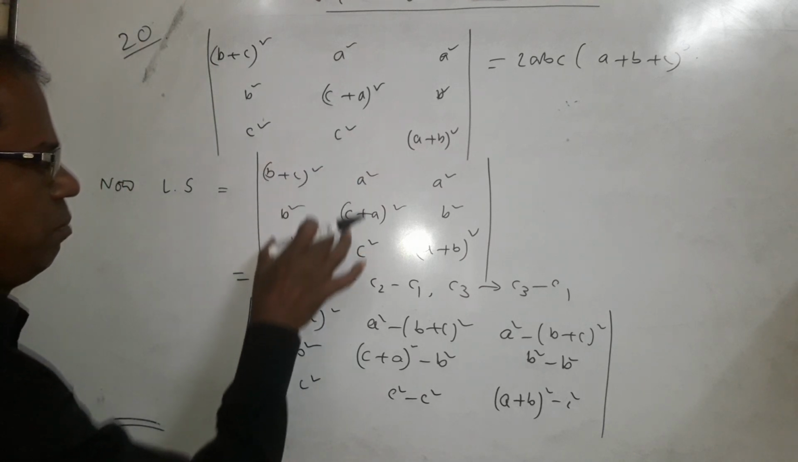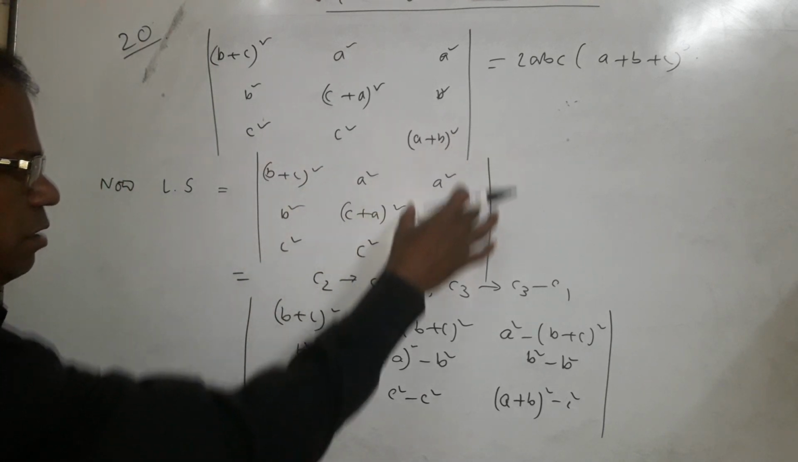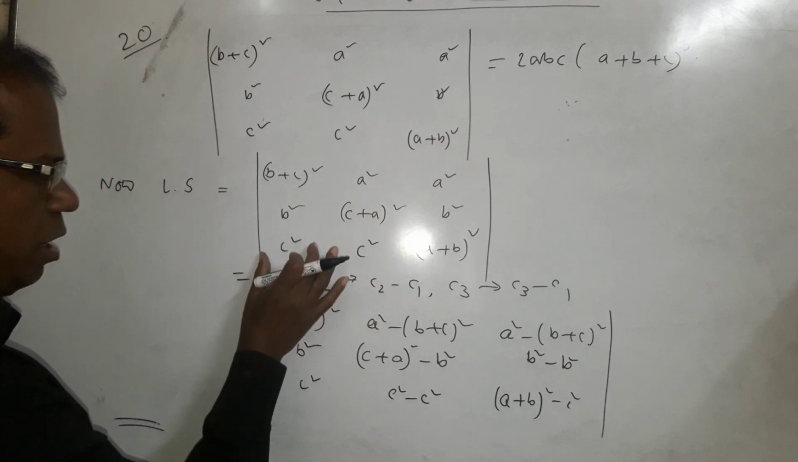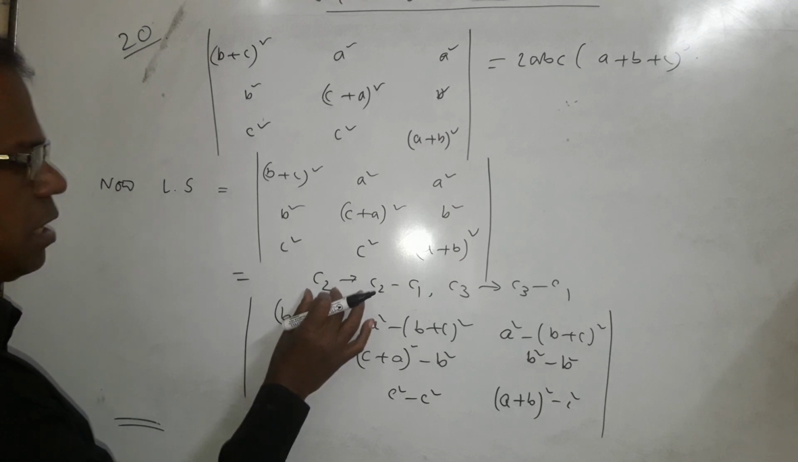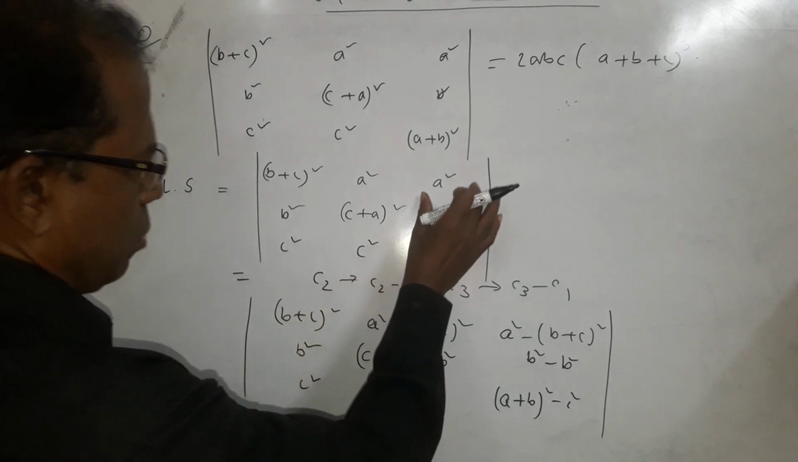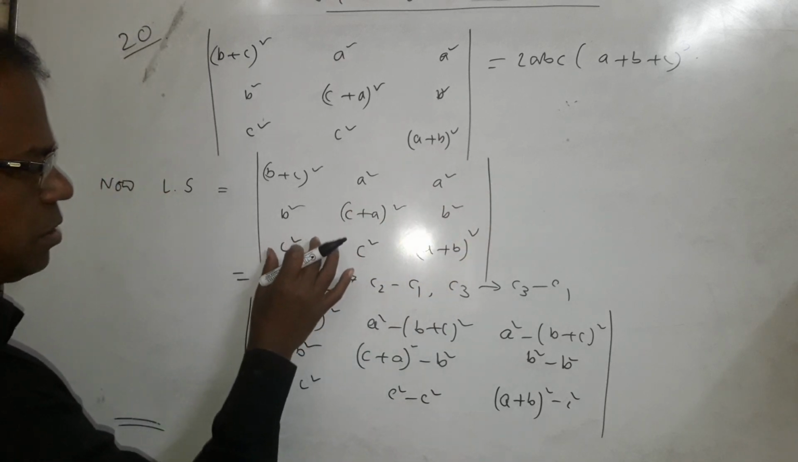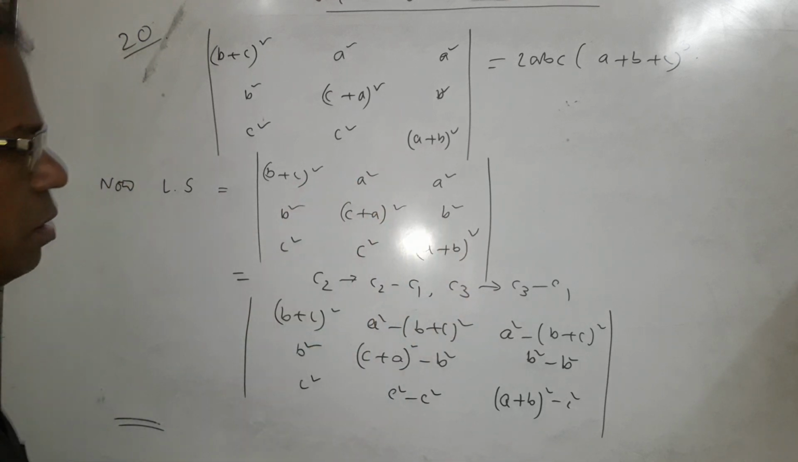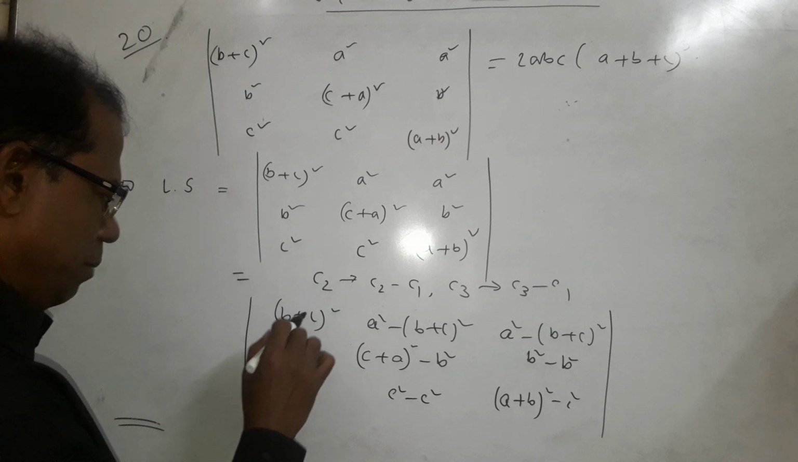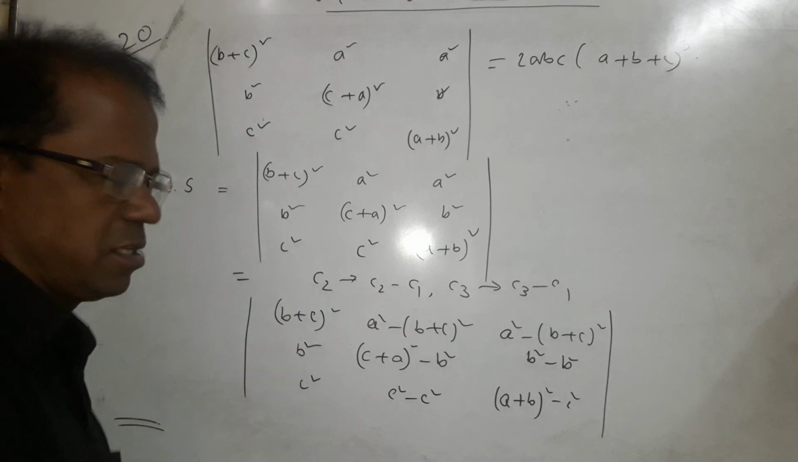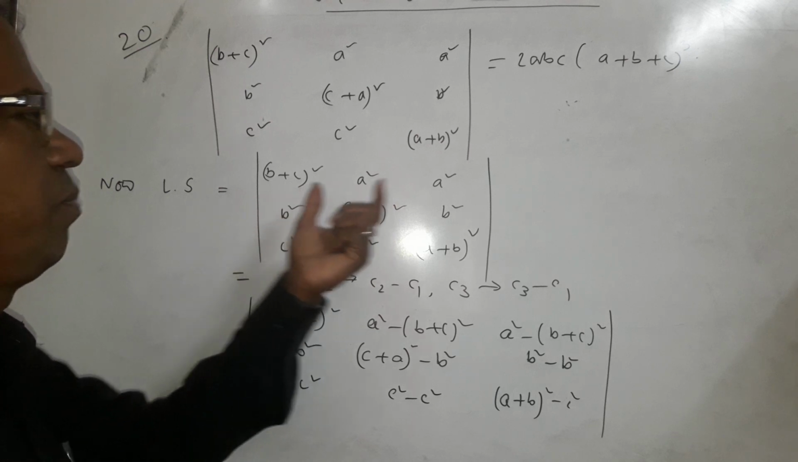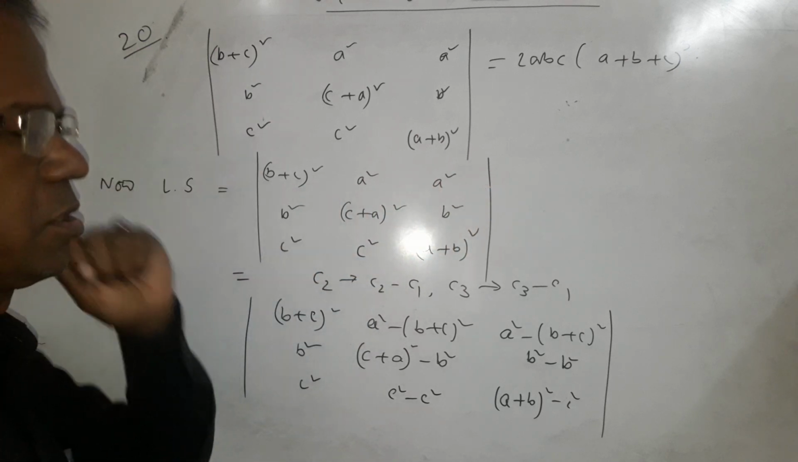First column, second column, and third column. Second column minus first column, that means second column. Third column minus first column, that means third column. That means now first column stands, second column minus first column, and third column minus first column.